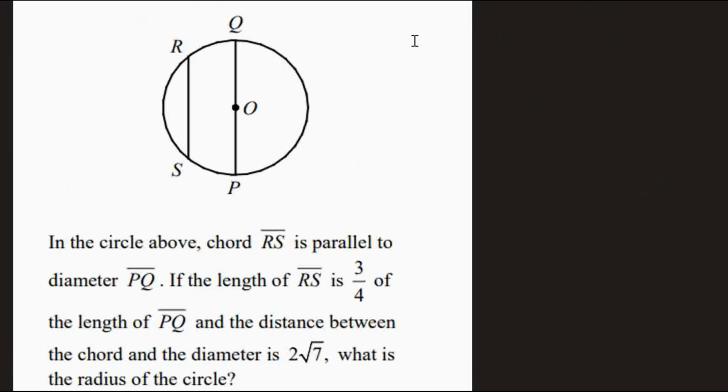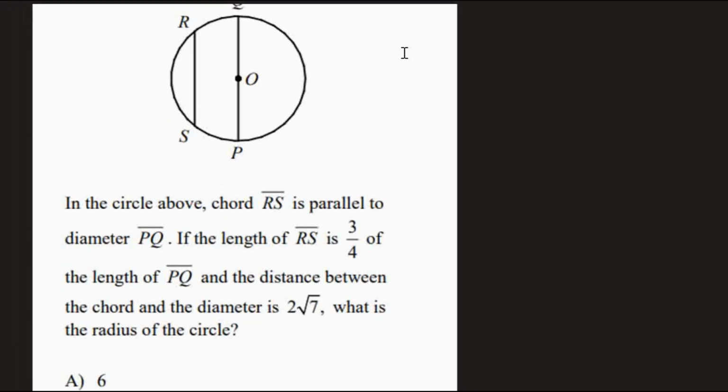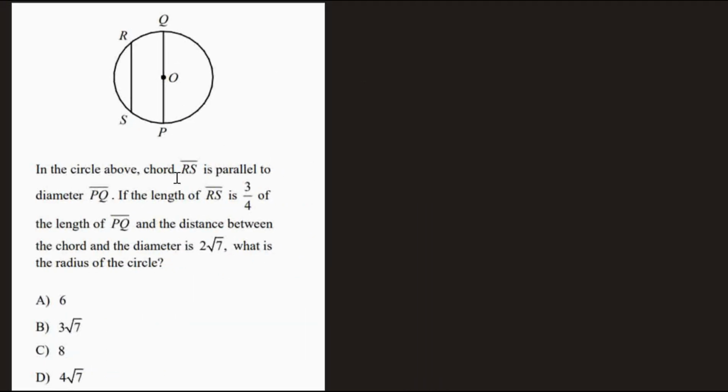Our last question for today is this one. In the circle above, chord RS is parallel to diameter PQ. The length of RS is 3/4 of the length of PQ, and the distance between the chord and the diameter is 2 square root of 7. What is the radius of the circle? So this is 2 square root of 7.